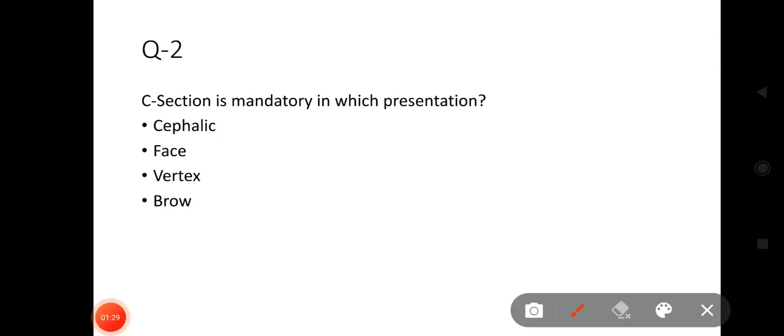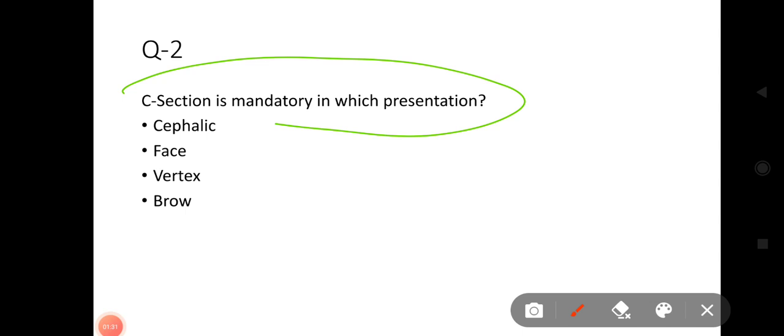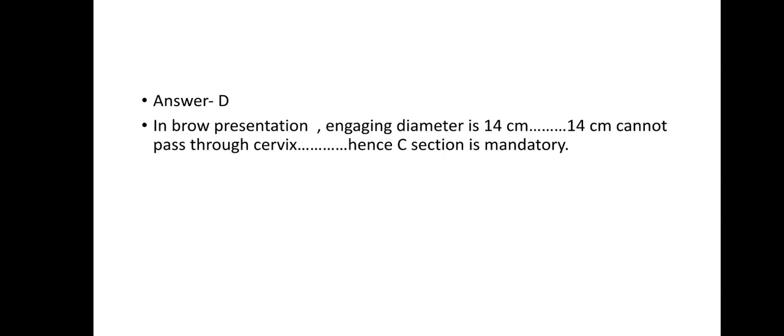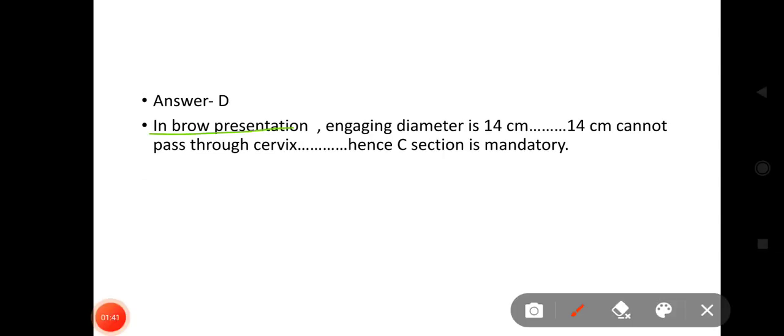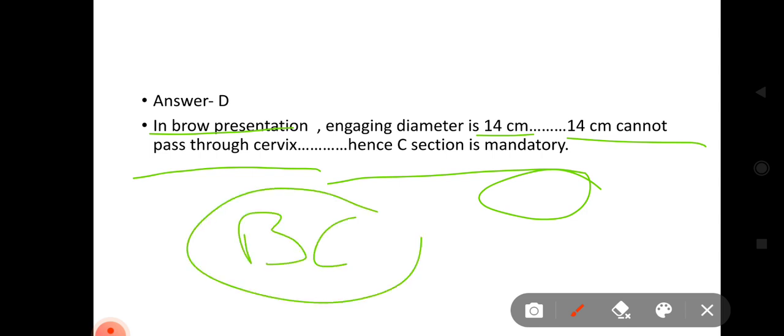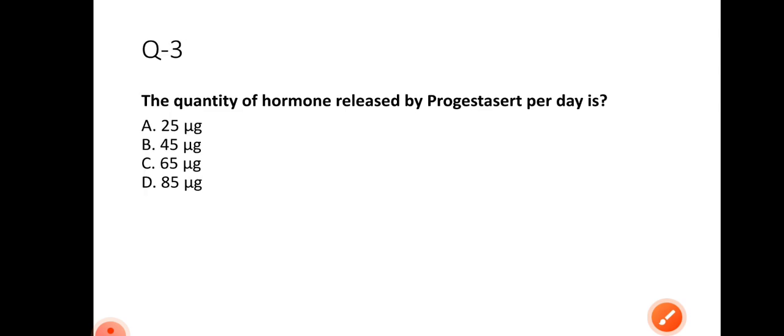Next question, C-section is mandatory in which presentation? Cephalic, face, vertex or breech? Just try to guess the answer in your mind. The answer is D. In breech presentation, the engaging diameter is 14 centimeter and 14 centimeter cannot pass through the cervix. Hence C-section is mandatory in breech presentation. You can remember BC: breech presentation and C-section is necessary.